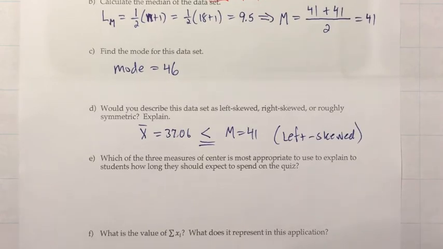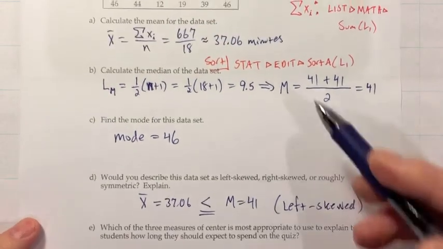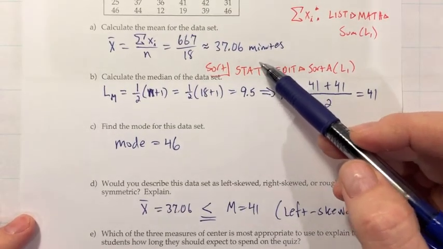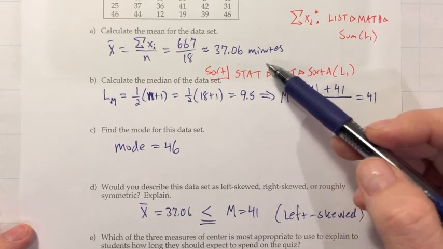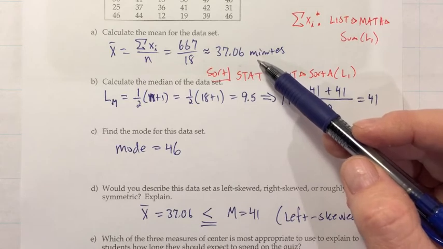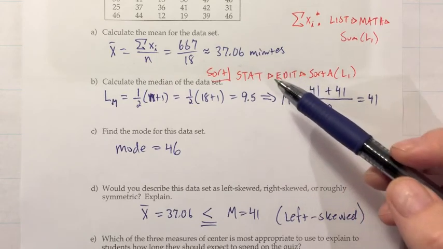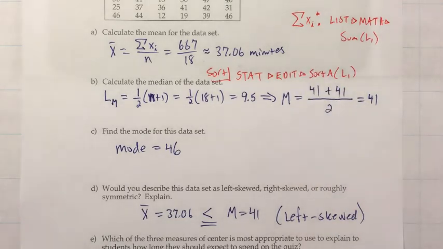Which of the three measures of center is most appropriate to use to explain to a student how long they should expect to spend on the quiz, right? So a student comes up to me and they're like, on this quiz we're about to take, based on your experience from last semester or something, how long do you think it should take me to take it? Well, I could give them the mean, but the mean is affected by outliers. So if there's somebody who was really fast or really slow, that can really distort that, and that's just one person. And it's not like we're going to share the minutes, so the mean isn't useful in that regard either. The fair share doesn't apply.